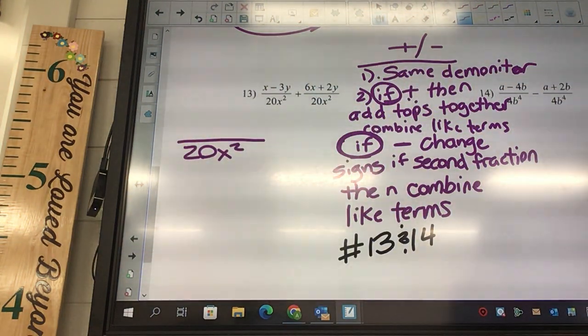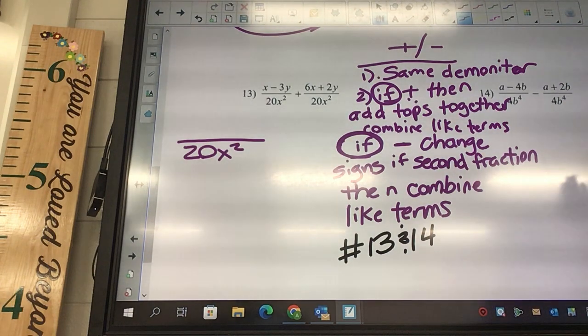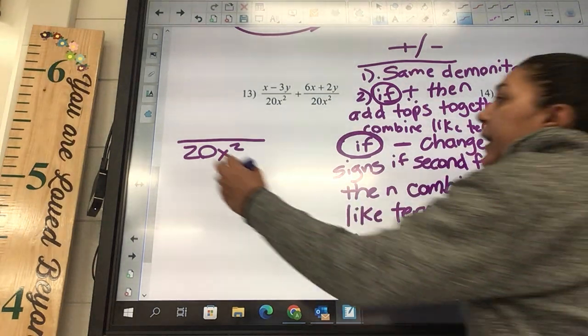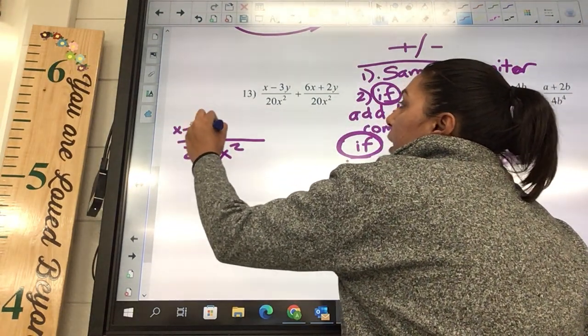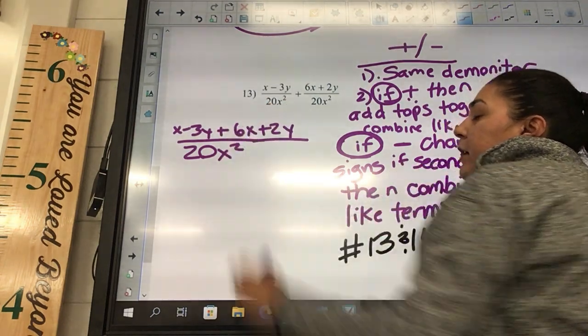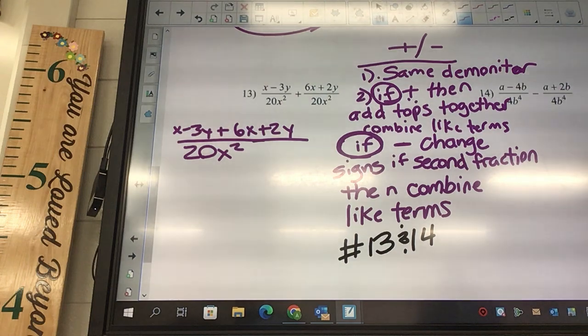And then on the top it says, is this a plus or a minus, first of all? Plus. It's a plus. So it says if it's a plus, then add the tops together and combine like terms. Okay, so we can say x minus 3y plus 6x plus 2y. Because it's a plus, we can just add the tops together. And now it says to combine like terms.